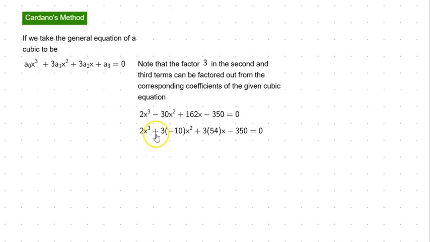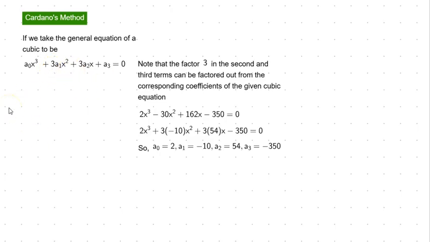So we get 2x³ + 3(−10)x² + 3(54)x − 350 = 0. So here 3, 3, no issues. Now here a₀ is equal to 2, a₁ is equal to −10, a₂ is equal to 54, a₃ is equal to −350. And that is how we get this form.